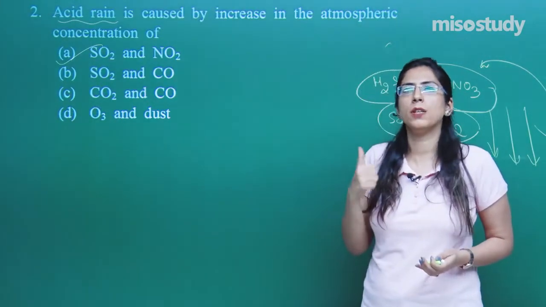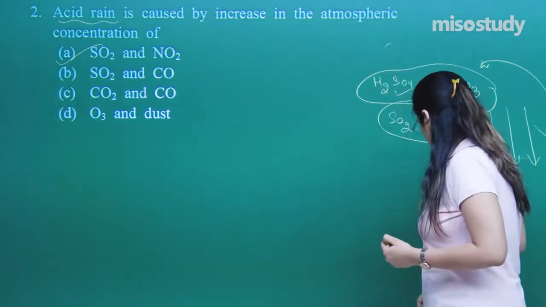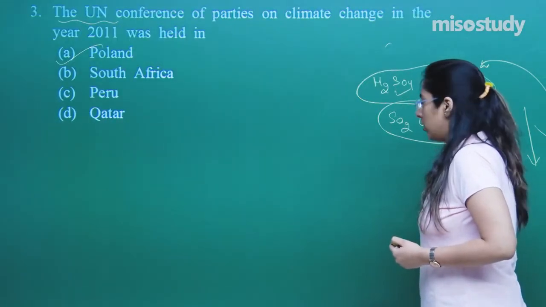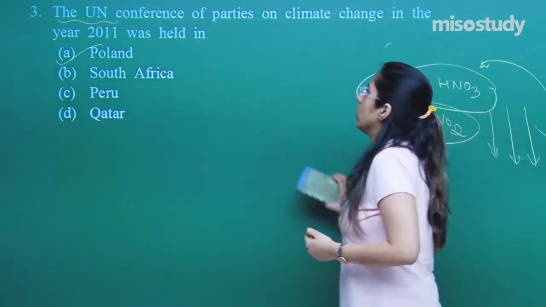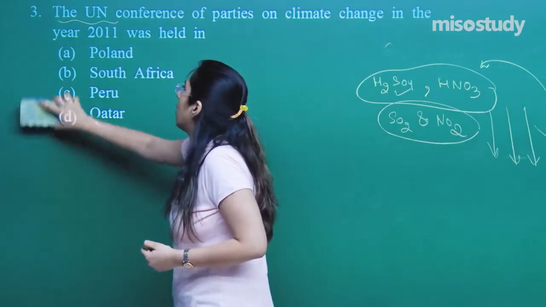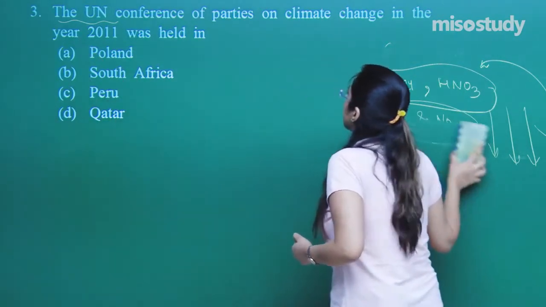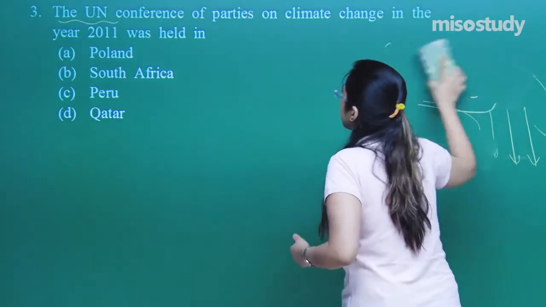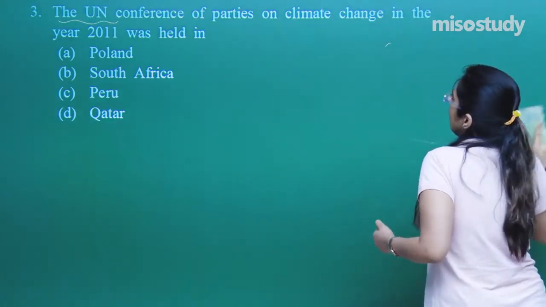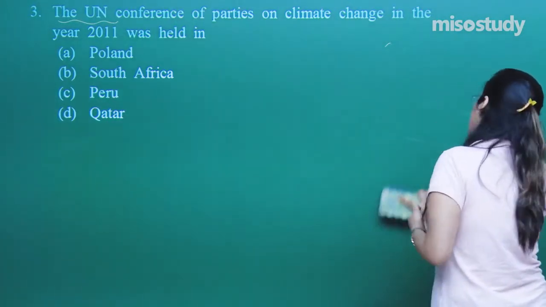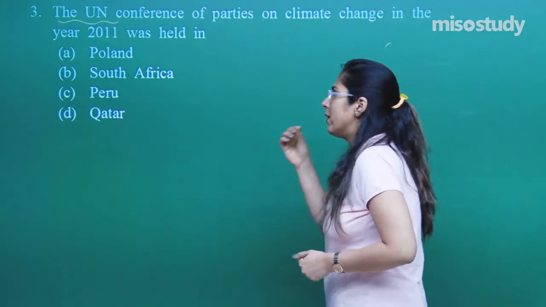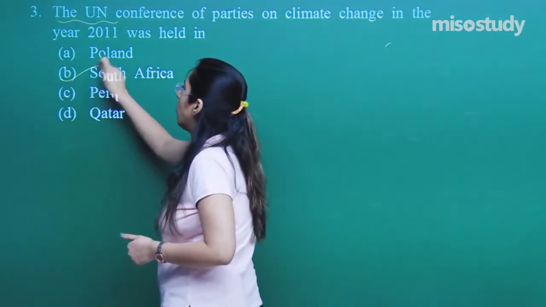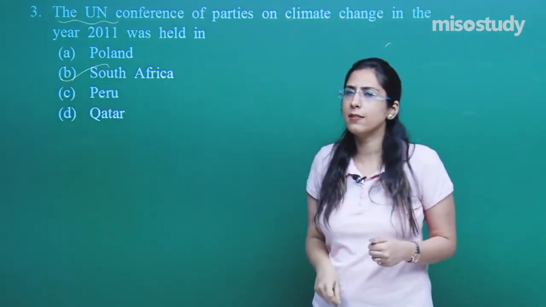Question number 2, option first. Let's talk about the next question. They are asking about the United Nations Conference of Parties on Climate Change in the year 2011, where it was held. Very direct question, very easy question. This was held in South Africa. The correct answer is South Africa.